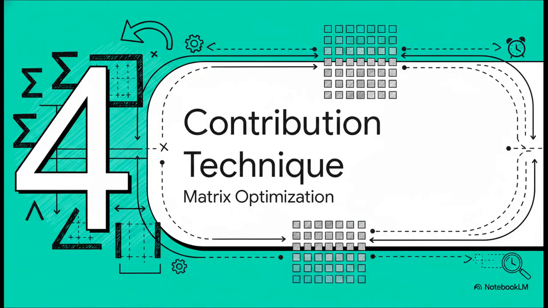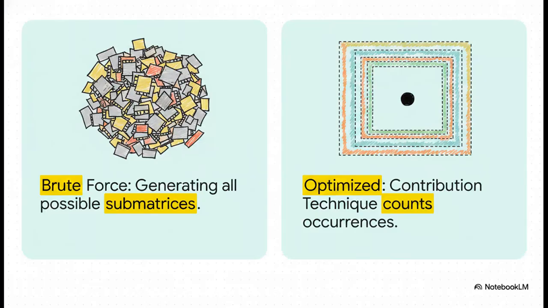Moving on to Section 4, we're going to tackle the matrix contribution technique. Generating every single submatrix inside a 2D matrix using pointers is a brutal O of n cubed, or even worse. Instead of that clunky brute force method, we can optimize this to O of n times m by calculating exactly how many submatrices a single element contributes to.